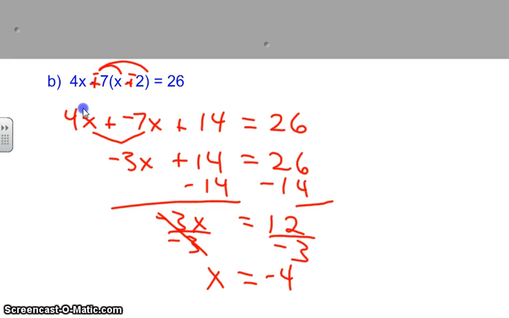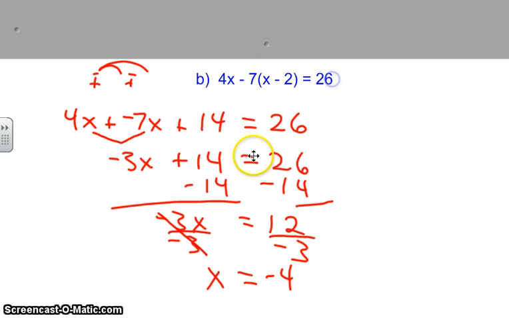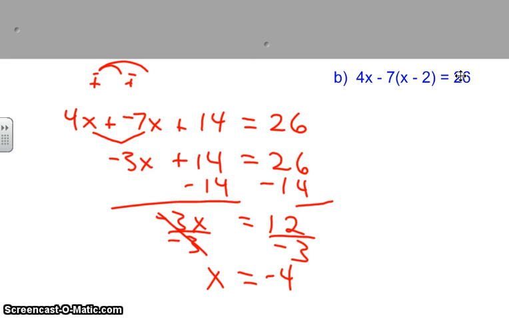Negative 4 times 4 is negative 16. You know, it's kind of hard to see the original. Let me pull it over here. So negative 4 times 4 is negative 16. Negative 4 minus 2 is negative 2, right? And so this is a little tricky. Let me draw it out here. We have negative 16 minus 7 times negative 4 minus 2 is negative 6, right? Equals 26. Is this a true statement?